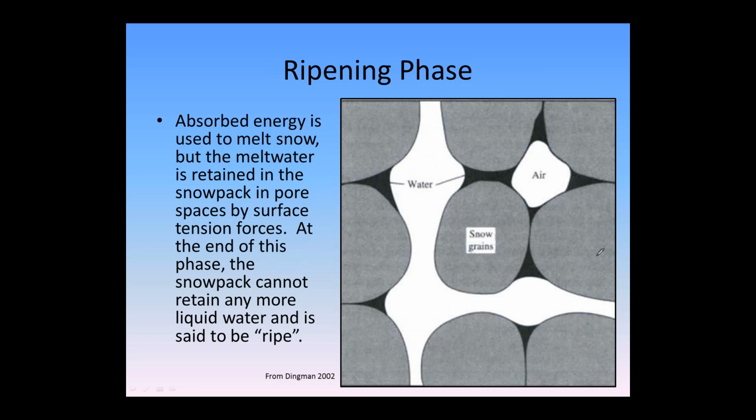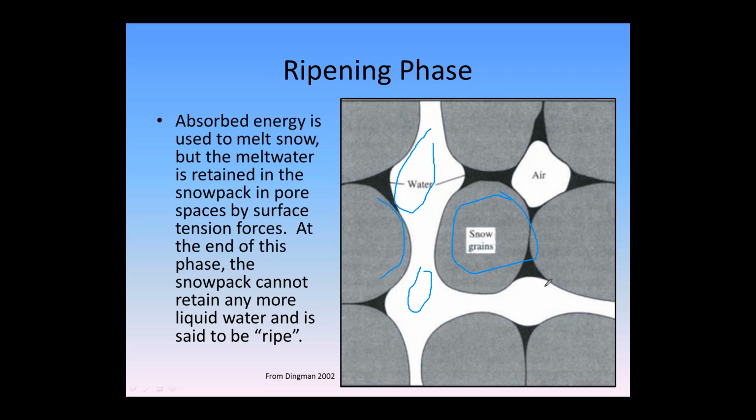Then we move on to the ripening phase. So what happens in the ripening phase is the absorbed energy is used to melt snow, but the meltwater is retained in the snowpack between the pore spaces of the snow grains by surface tension forces. So at the end of this phase, the snowpack can't retain any more liquid water and is said to be ripe. So if you look at the graphic here, you have the snow grains denoted by these gray little balls here, and then the water is melting, but it stays trapped between the snow grains.